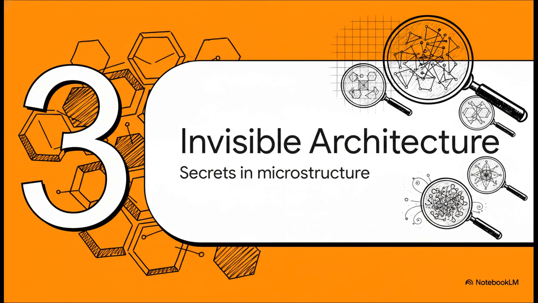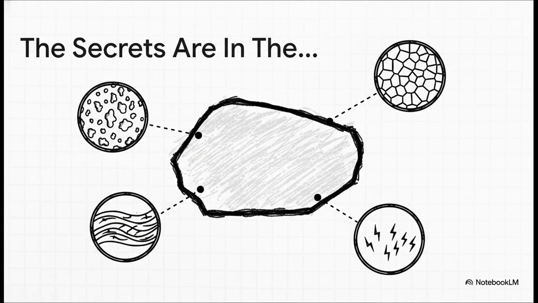And this right here brings us to the absolute heart of it all. All those big picture properties we were just talking about, they are all controlled by something you can't see with your own eyes, the material's microstructure. So let's zoom in. You know, this is where a material really gets its personality. It's all about these tiny little features. How are its atoms arranged?